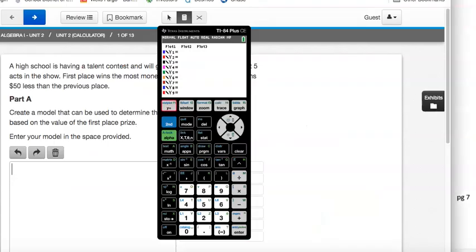So here's my calculator. I'm going to type in 1,500, go down, and I'm going to do 5 to the t power. So I'm going to use the caret button, 5, and it doesn't have t, but I'm going to use x, right?